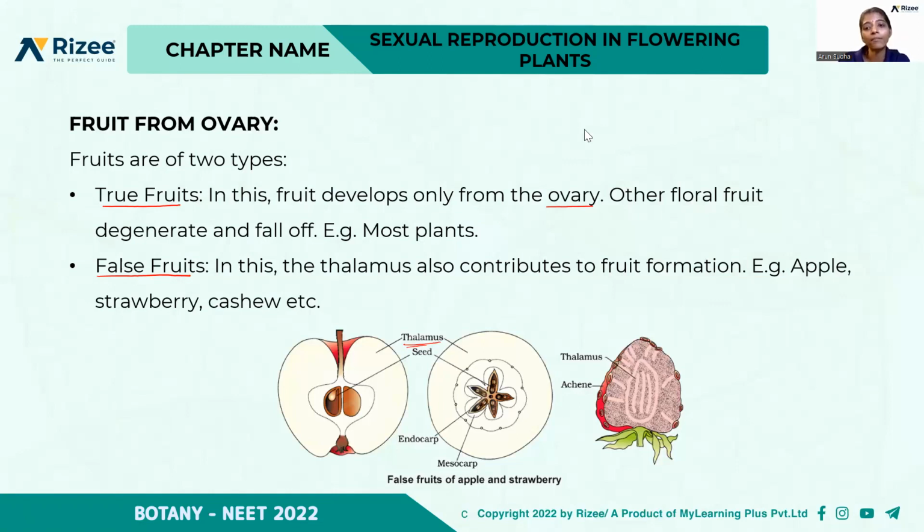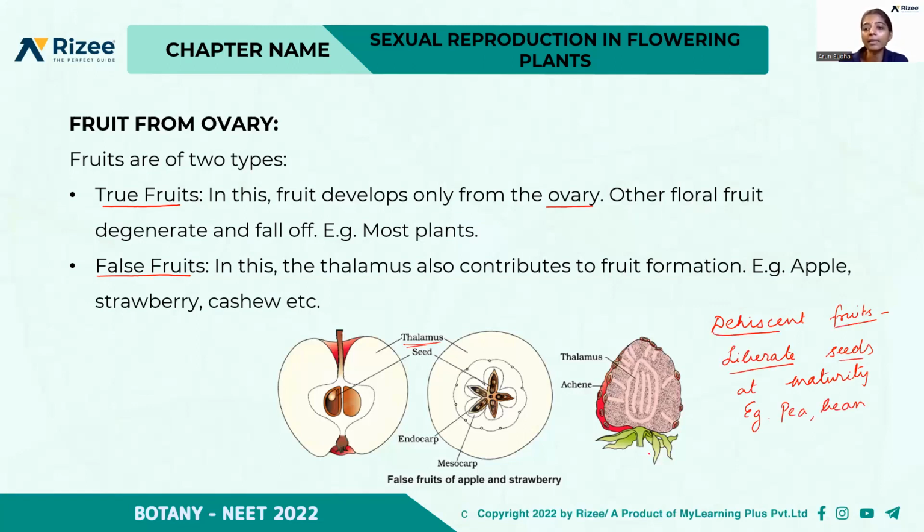So these are the two types of fruits, right? And there are also different types like dehiscent fruits and indehiscent fruits. What do you mean by dehiscent and indehiscent? Dehiscent fruits will dehisce and liberate seeds at maturity. Examples are pea and bean; they dehisce and liberate seeds. They are called dehiscent fruits.